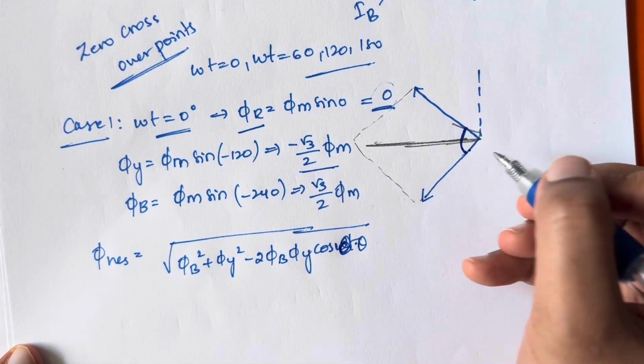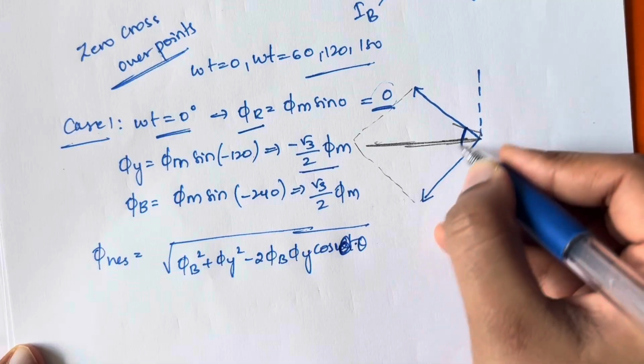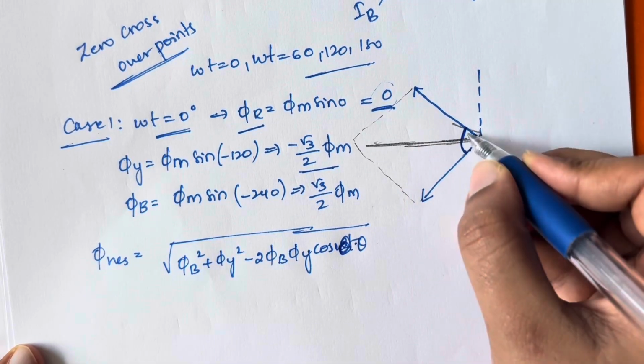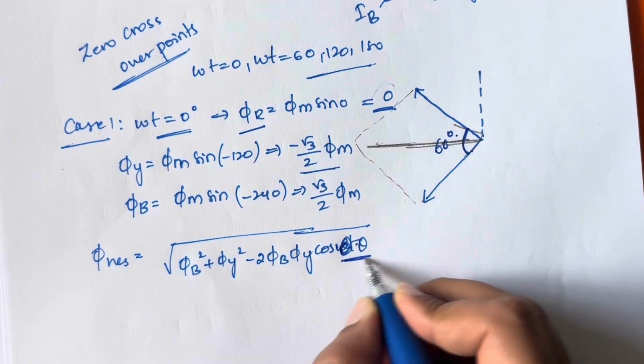So what is the angle between these two components? Usually the angle between this one and this one is 120. So what will be the angle between this one and this one? Usually half of it, which is 60 degrees. Okay, so we take cos 60 degrees.